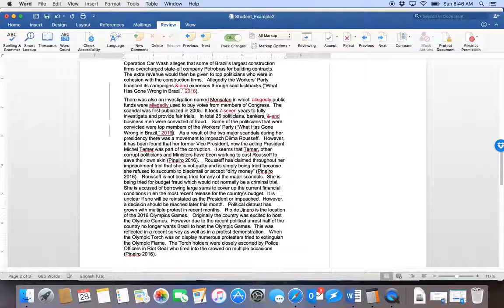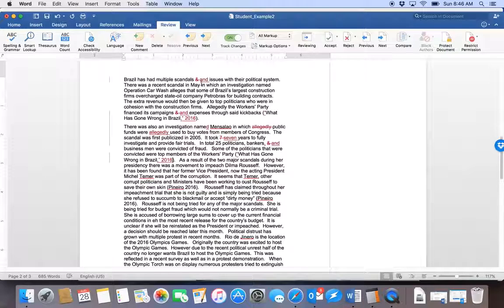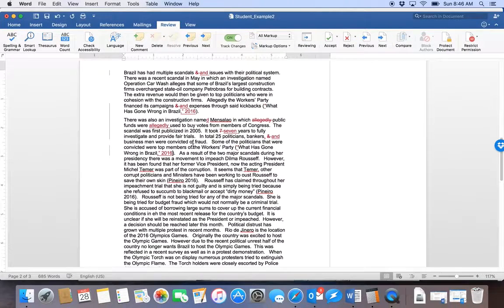However, I would say, let's see, well, I guess we can keep going. As a result of the two major scandals during her presidency, I'm assuming the other scandal would be the Operation Car Wash, right? The other, she says two. Anyway. However, it has been found that her former vice president, now the acting president, Michel Temer, commas around words or phrases that interrupt, was part of the corruption.